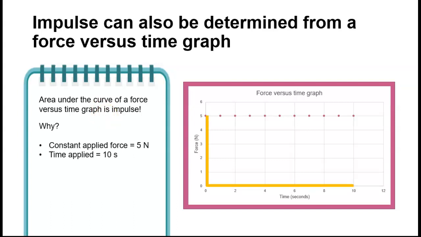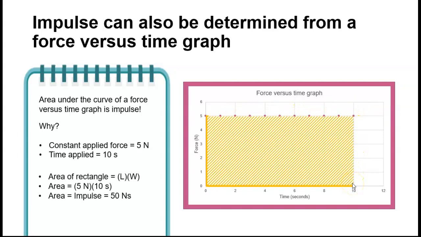It means that if you take that force and that time and you make a shape like this, like a rectangle, the area of this rectangle tells me the impulse. But let's look at this to make sure you understand why the area under the curve is the impulse.